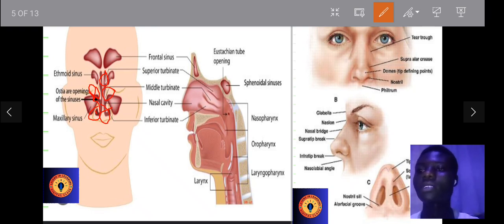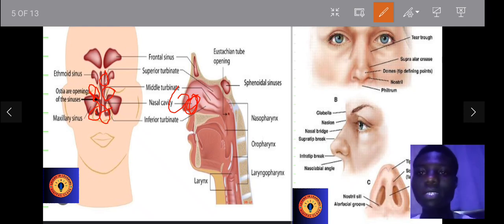Okay, and we have the maxillary sinus and the ethmoid sinus, but we are not talking about that for now. So we can see the nasal cavity is the inner part of the respiratory system. That's the start of the respiratory system, and this is the nose. The nose is the outer one that we can see here. The nasal cavity is the inner one.